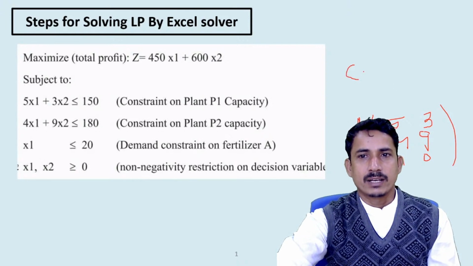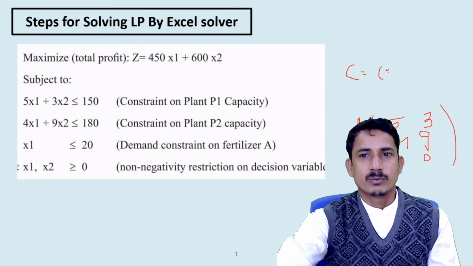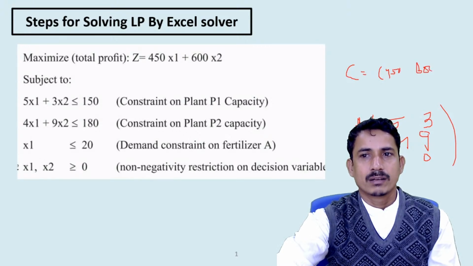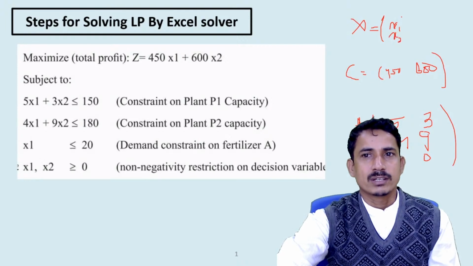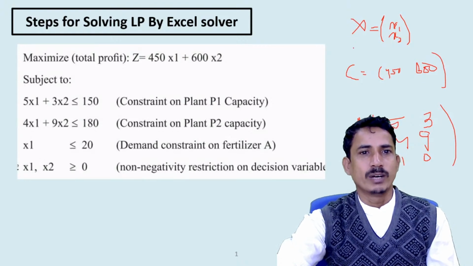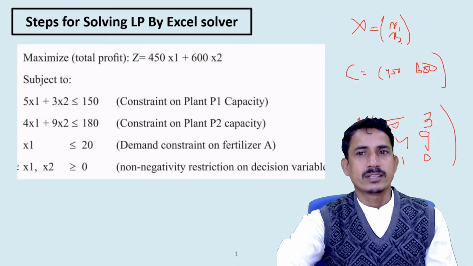What is the cost matrix, or you can say the coefficient matrix in the objective function? It is 450 and 600. This is A. What is X? Next is x1, x2. As I said in the previous slides, it is always a column matrix, called the variable matrix. The variable matrix name is capital X, where we have taken 2 variables, one is x1, second is x2.